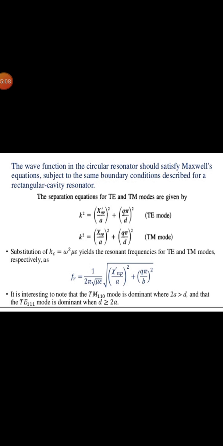And the resonant frequency is given by 1 by 2π square root of μ epsilon into square root of (x'np/a) the whole squared plus (qπ/d) the whole squared.